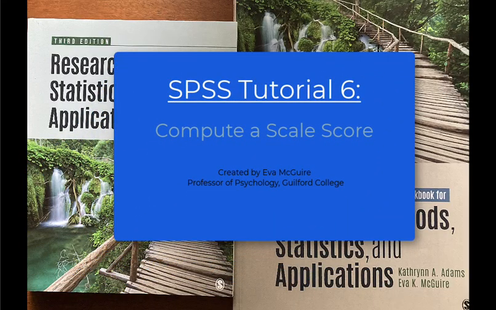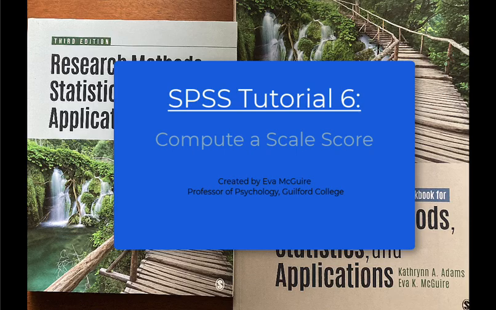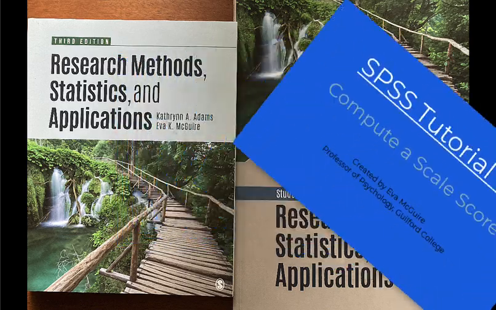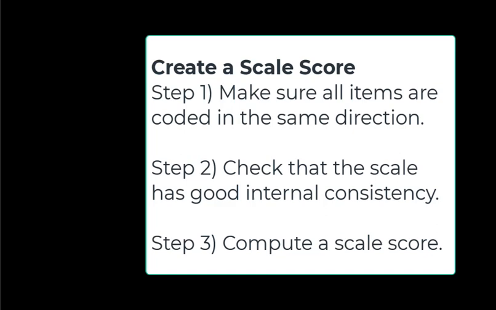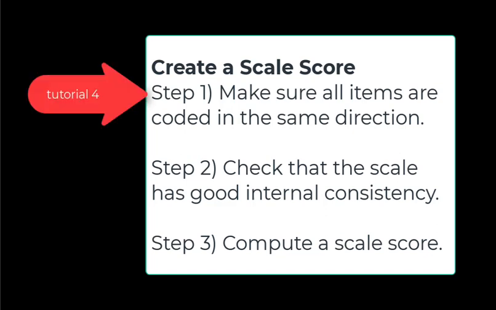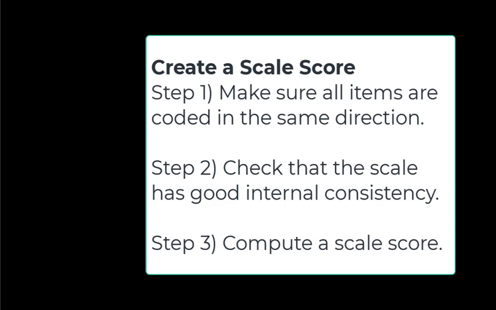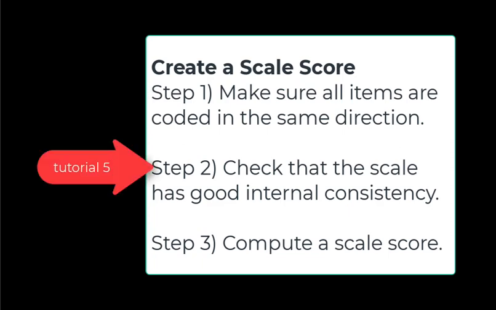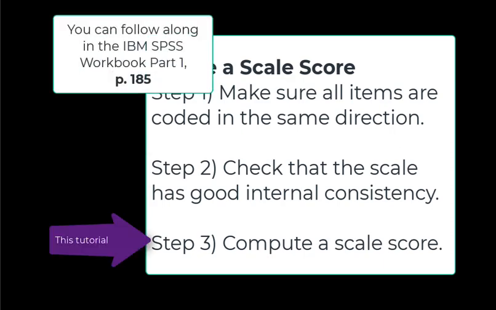Alrighty, we are on tutorial 6. We're going to learn how to compute a scale score. Before creating a scale score, you need to make sure that all your items are coded in the same direction and recode as necessary. That's outlined in video 4. Then you need to check to make sure that the scale has a good Cronbach's alpha or good internal consistency. Then finally, you can compute a scale score, and that's what we're going to cover in this video.